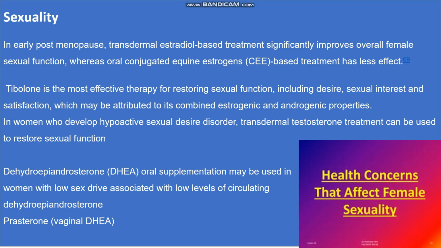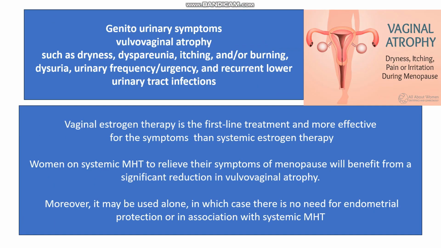Dehydroepiandrosterone is also available in oral form, and oral supplementation may be used in women with low sex desire associated with low levels of circulating dehydroepiandrosterone. Prasterone is also available in Western countries as a vaginal tablet, that is vaginal dehydroepiandrosterone. This can be used for the symptoms of sexual disorders.